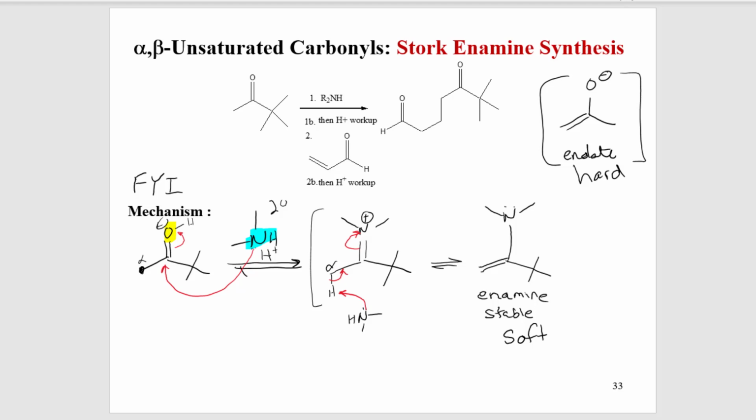nucleophile. Now we can take our enamine and react it with our alpha beta unsaturated system. Treating it like an enolate, the nitrogen can kick its electrons down. The alpha carbon becomes the nucleophile, and you actually get your 1,4 addition.